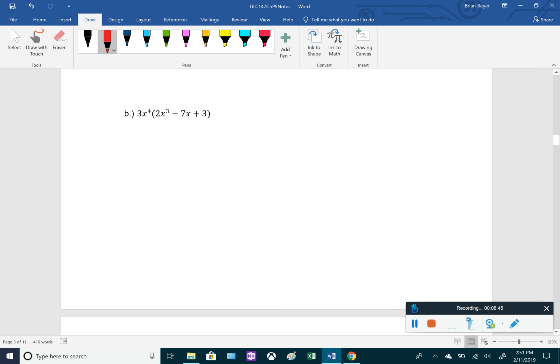So next one we have 3x to the 4th times 2x cubed minus 7x plus 3. So we have a monomial times a trinomial. So we distribute that in. 3x to the 4th times 2x cubed is going to give us 6x to the 7th. So we have to add the exponents. 3x to the 4th times negative 7x, negative 21x to the 5th. Add the exponents again. 3x to the 4th times 3 is plus 9x to the 4th.